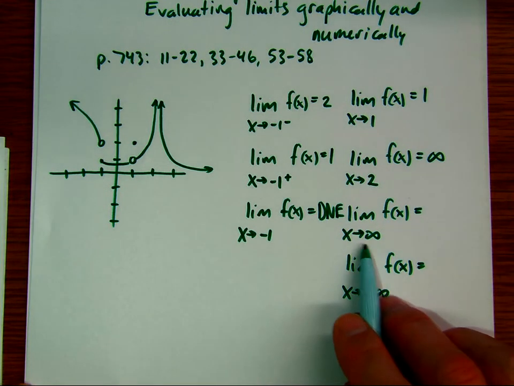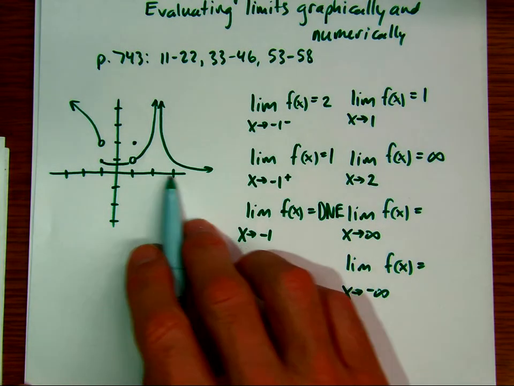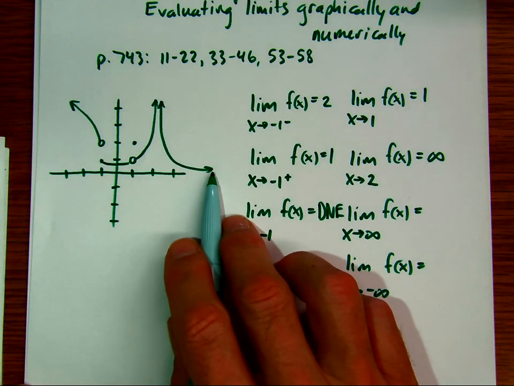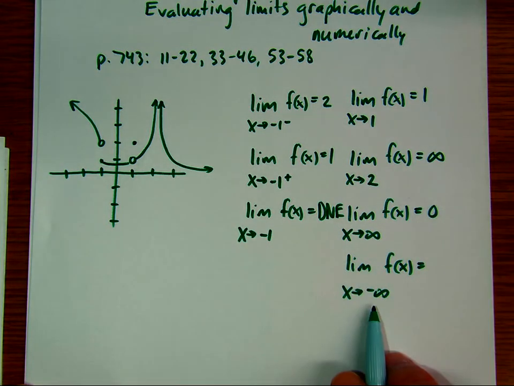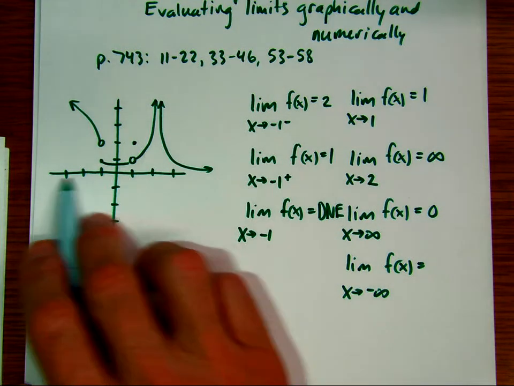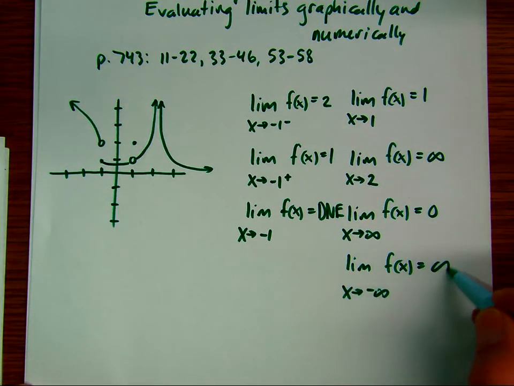And this says go to positive infinity, go way out to the right, and the y value is approaching 0. This says go to the left, follow the graph, and the y value is going to infinity.